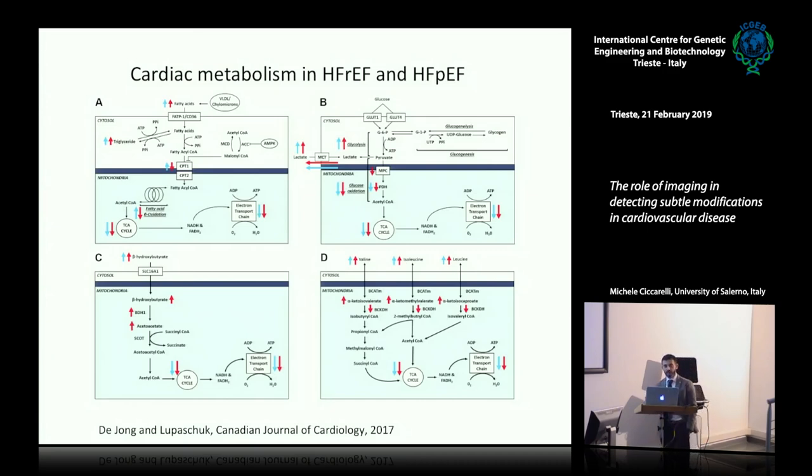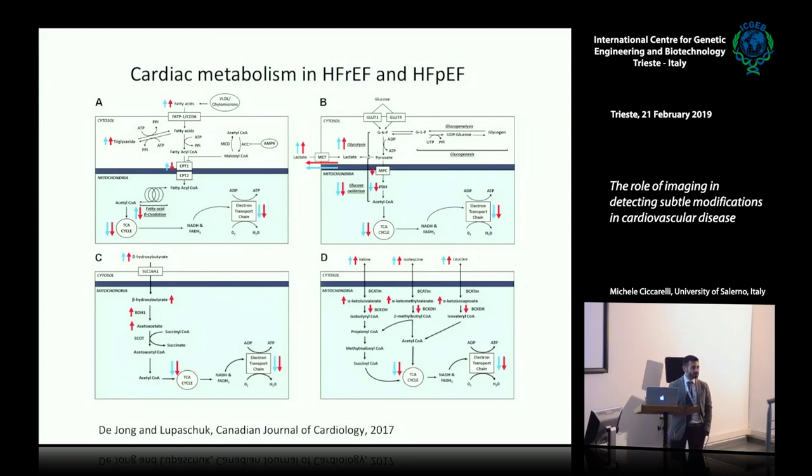With the PET, we are able to identify some early modifications that we observe during heart failure, in this case post-ischemic, after a heart attack. The point, however, will be to find out whether we are able to use the same techniques also for other kinds of models of heart failure, and in particular for HFpEF.